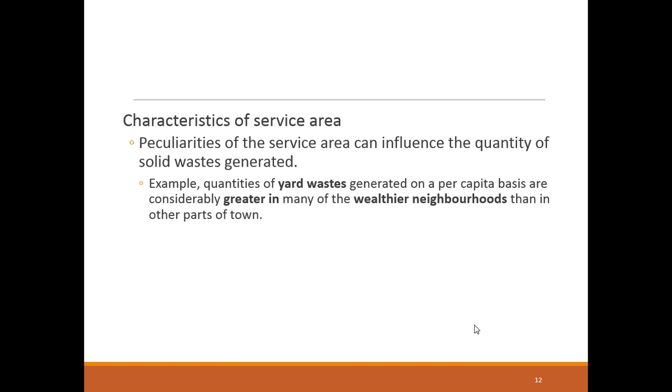Then we have the characteristic of the service area. So we have peculiarities of service areas that can influence the quantity of waste generated. So we're still talking about waste generation. For example, quantities of yard waste generated per capita would be considerably greater in wealthier neighborhoods than in other parts of your community. So again, here we're making a connection with affluence. Where you have wealthier neighborhoods, you can expect to have increased waste generation compared to poorer neighborhoods.